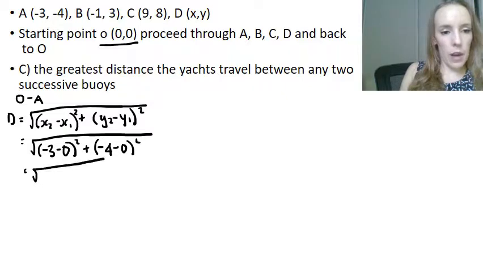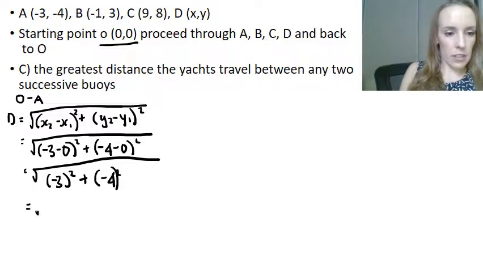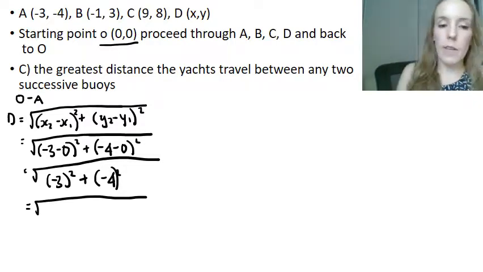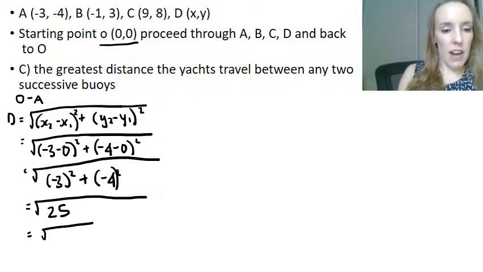So that's the square root of -3 squared plus -4 squared. So that's the square root of, -3 squared is 9, -4 squared is 16, so 9 plus 16 is 25, and the square root of 25 is 5. So therefore our distance from the origin to A is going to equal 5. So we'll do our next one.